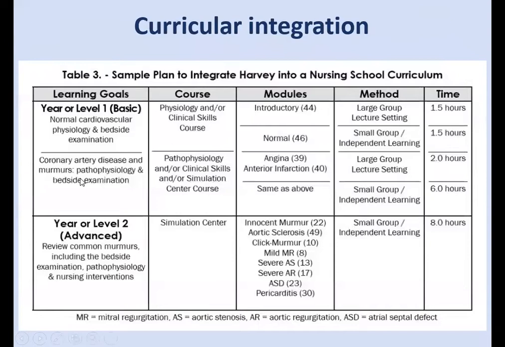You can see that within that level 1 or basic, you also have coronary artery disease and some murmurs and pathophysiology that they would go over in that course, and that would be their learning goals or objectives. We would do this by looking at pathophysiology, clinical skills, and simulation centers. The different modules that you would have would be angina, anterior infarction, and repeating those that were above so they can see the difference between normal and abnormal. Again, for the individualized learning strategies, you can see large group and small group sessions and independent learning, and the amount of hours that they would take.